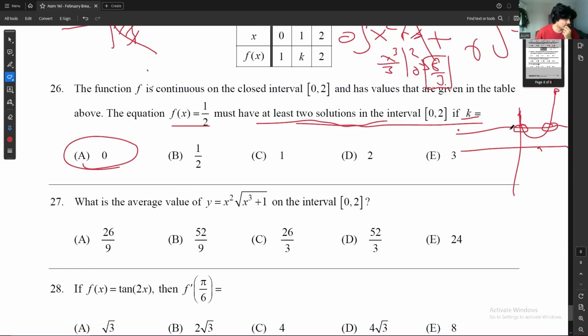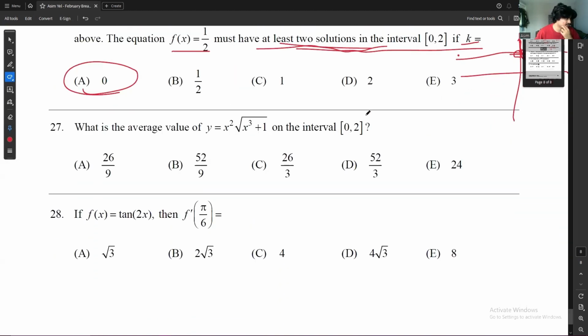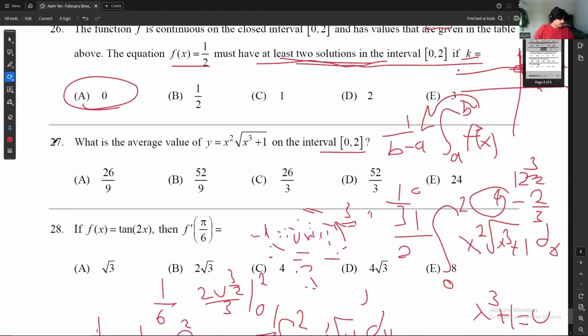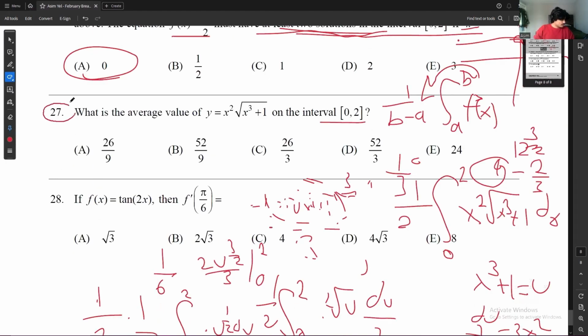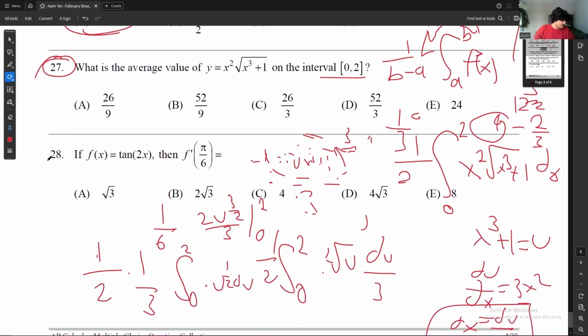Because f(x) is 1/2, we have two solutions. K has to be under 1/2, so it could go to k and then cross f(x) again to make this have two solutions. So I'm just going to do 27 at the end because this is a very good question, which I believe we should take our time on. And I'm just going to end this with 28.